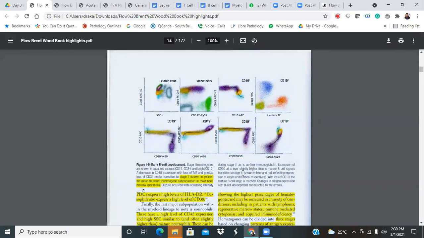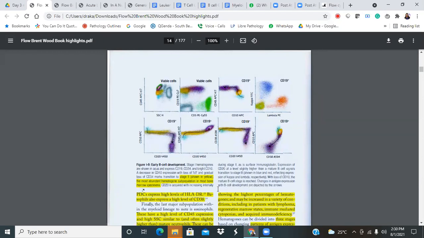Transition to stage 3, shown in blue and red. So over here, blue and red is stage 3. They are showing that stage 3 will now have expression of kappa and lambda respectively. So now they will be polyclonal. With the loss of CD10, the maturing B cell stage is reached. So when there is loss of CD10, they are already at the mature stage.